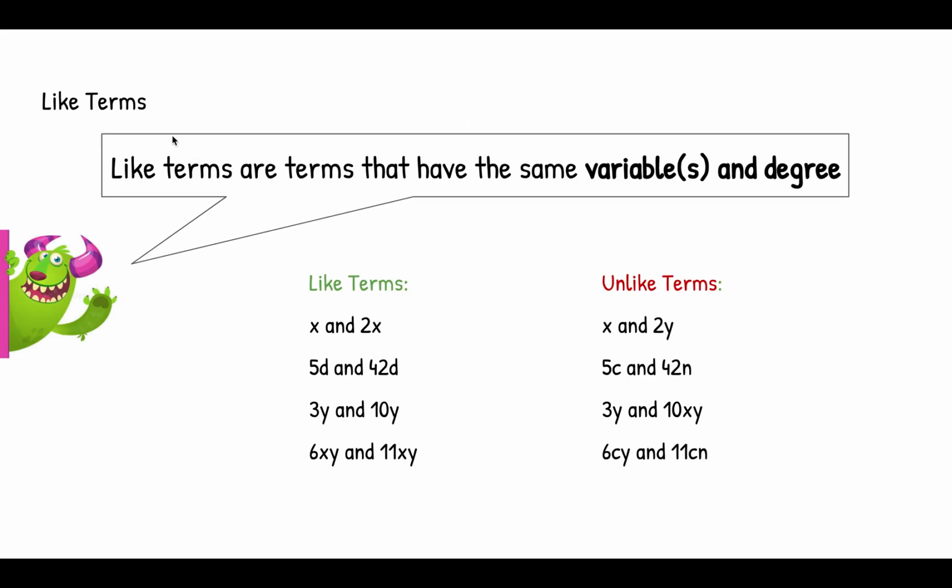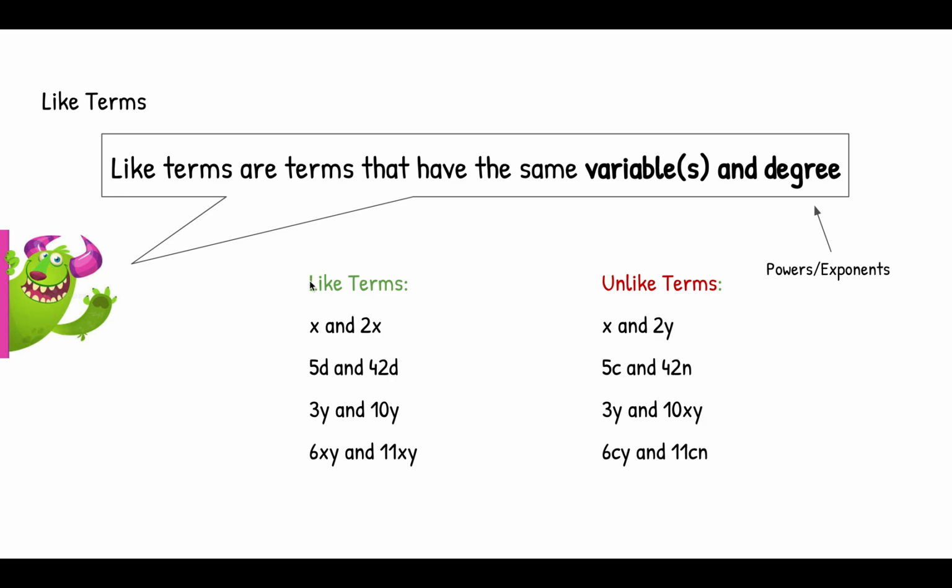So now, what are like terms? Like terms are terms that have the same variables and degree. A degree we're not going into in this course, but just so you know, a degree is powers and exponents. So to be a like term, they have to have the same variable and they also need to be raised to the same power, but none of these examples will have degrees associated with them.